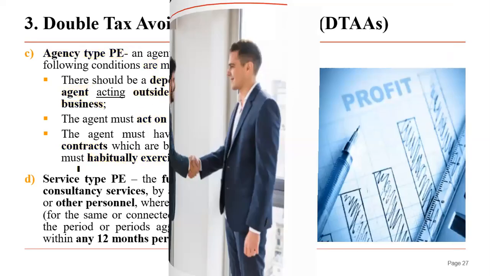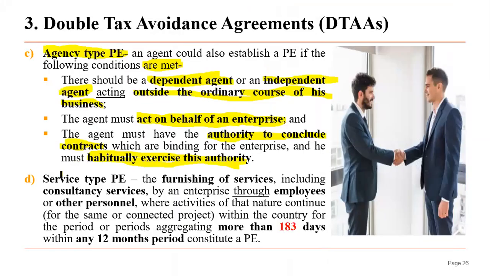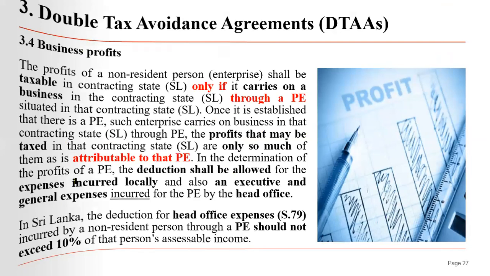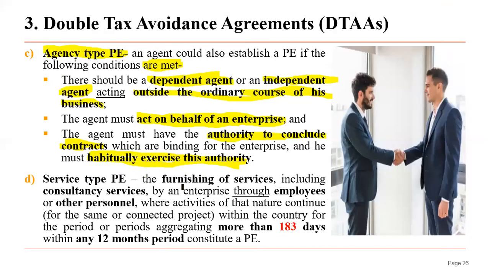Then see, the next point is service type PE. Service type PE is basically furnishing of services, including consultancy service. We categorize that as a service PE.